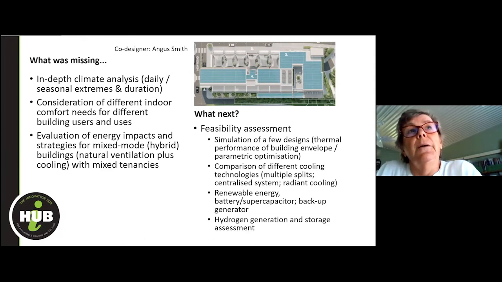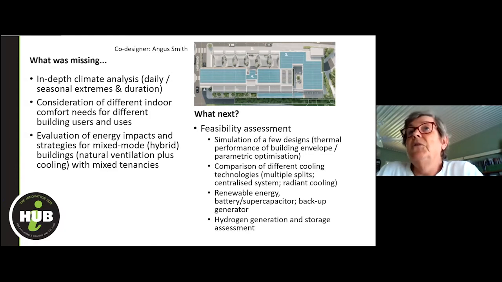And there was not an evaluation of the energy impacts or strategies that you need for mixed mode or hybrid buildings. So buildings that have both natural ventilation plus cooling with mixed tenancies. If, for example, a building can operate in natural ventilation mode for 60% of the time, what is your strategy for closing up that building when it needs mechanical cooling, to make sure that you're not losing all that coolth out to the external environment? So you need things like, I think, reed switches, for example, on windows and doors.